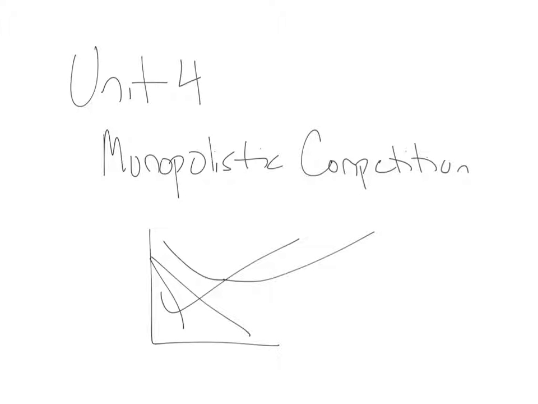Okay, so today we're going to take a look at Unit 4's monopolistic competition graphs. We're going to take a look at the average total cost curves and how that affects whether you're making a profit or a loss. We're going to look at the marginal cost curves and we're going to figure out how you choose where to produce.